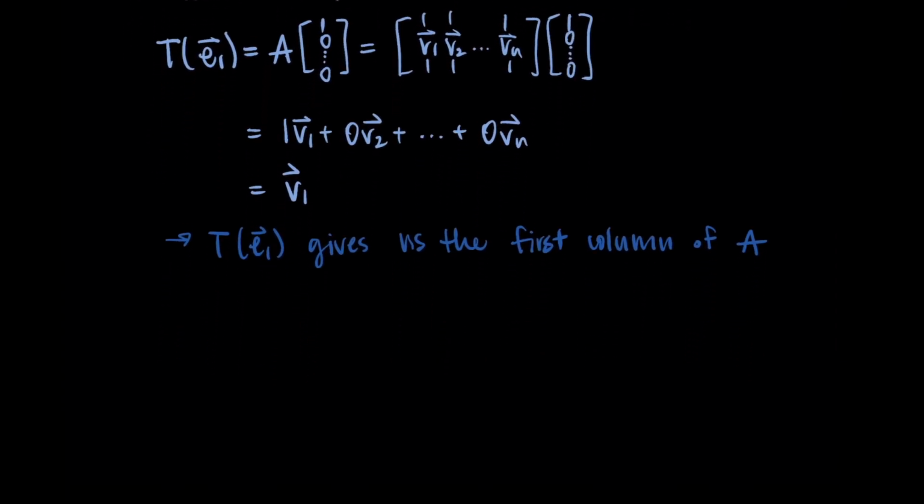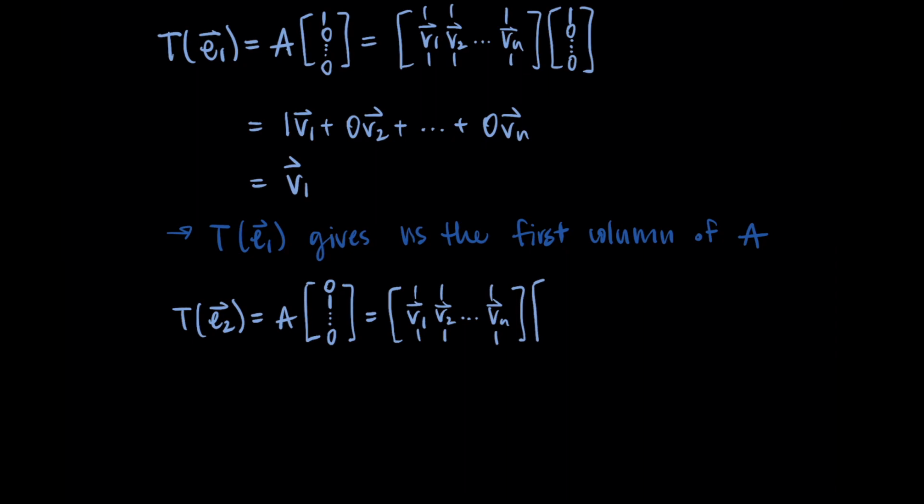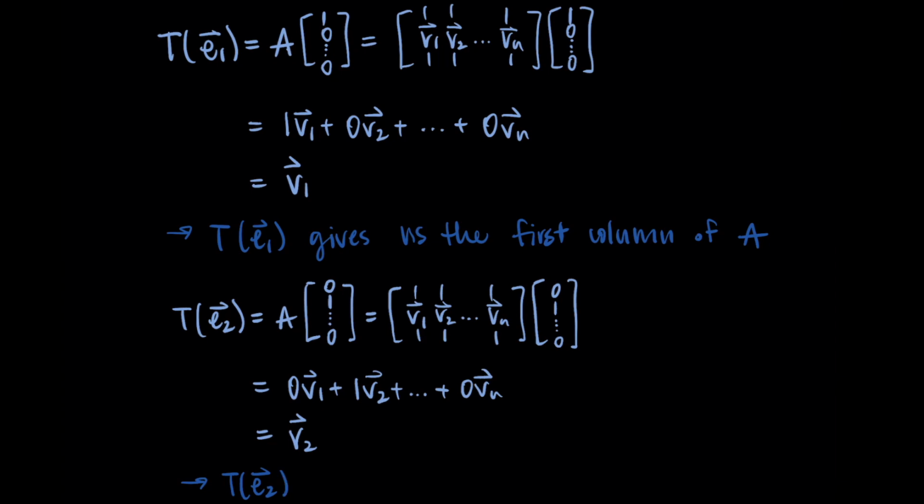We could then do the same thing for the second column of A by using the second basis vector. So we could input E2, and we would be doing the matrix A times that vector with a 1 in the second position. This would mean we would get 0 times V1 plus 1 times V2, and then we would add 0 of all the rest of the columns all the way until 0 times Vn. This would output just V2, which is our second column of A. So by looking at what T does to this special input vector, we're outputting just the second column of A.